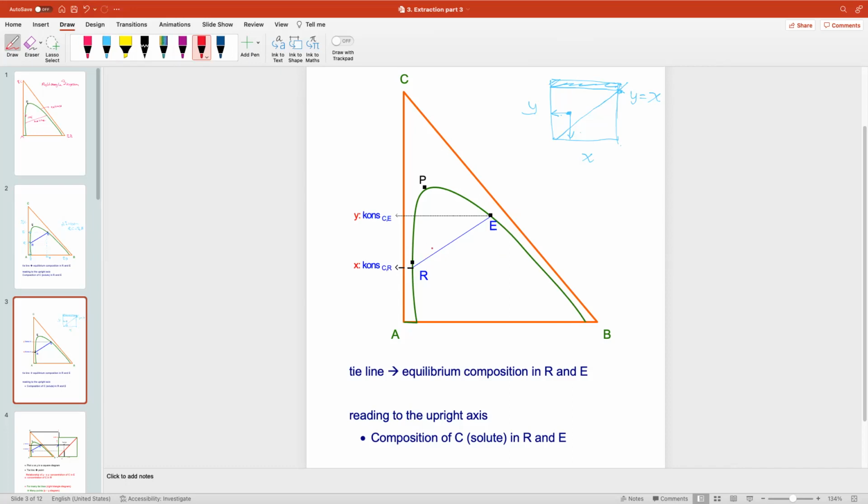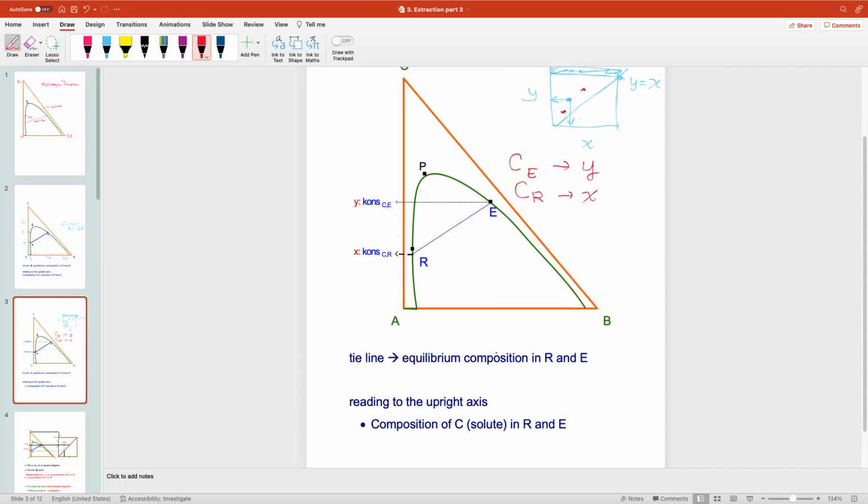R. Okay, and we want to change it into the XY diagram by converting the concentration of the extract as Y, and the concentration of the raffinate as X. Okay, so at any particular point, we know the relationship of the percentage of C in the raffinate and also in its extract.